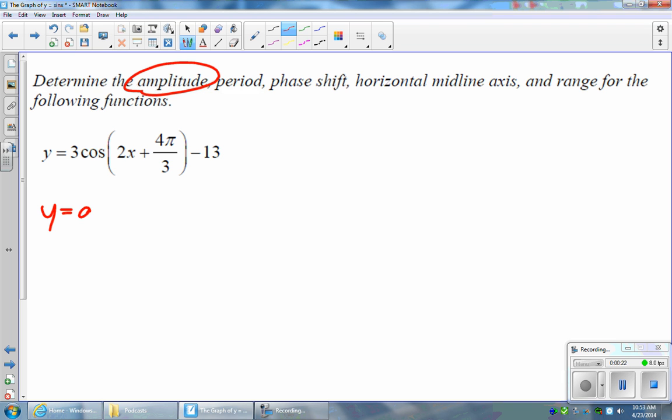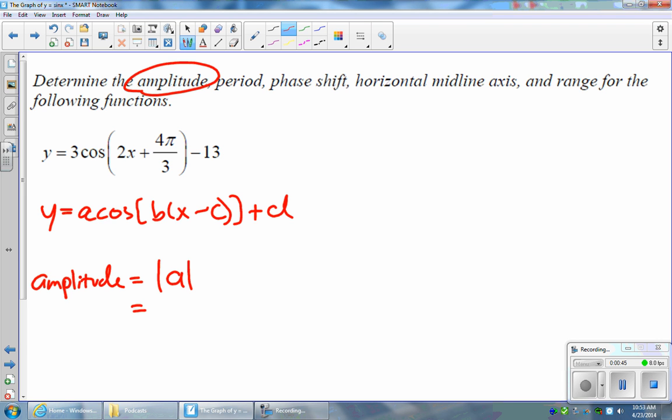So this is y is equal to a cos, square brackets, b times x minus c, close your square brackets, plus d, okay? Now, when you want to find your amplitude, remember, it is equal to your a value, but it's an absolute value because it's a distance value. Comparing these functions, my a value is the number in front, which is simply 3. If I take the absolute value of 3, I get 3. So there's my amplitude already done.